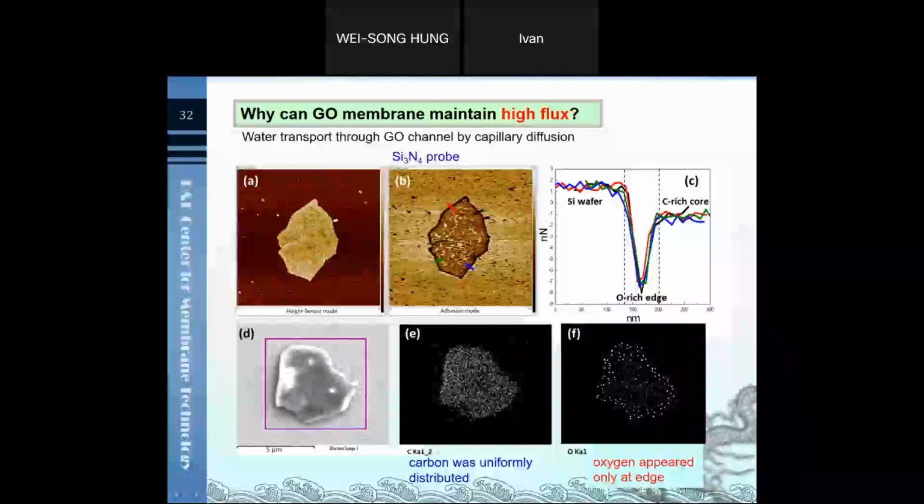So based on this hydrophilicity, the water can quickly absorb on the graphene oxide layer, and the center part is hydrophobic. So water will quickly pass through the center part. So this is why when the graphene oxide deposition layer increases, the water permeation resistance does not increase a lot.